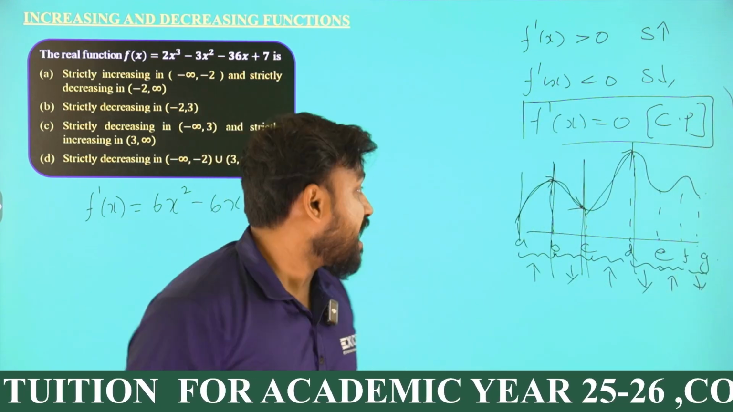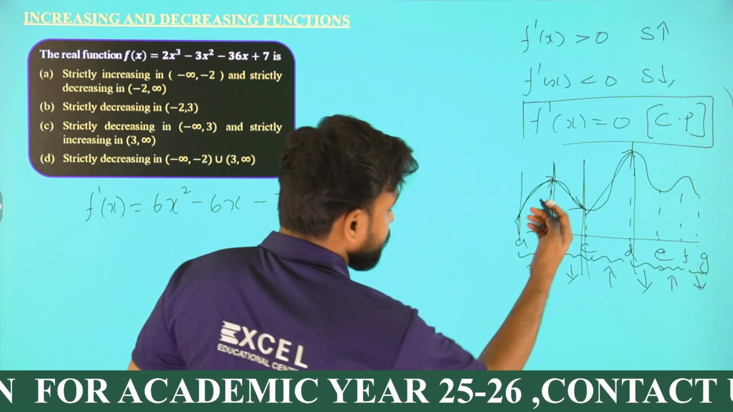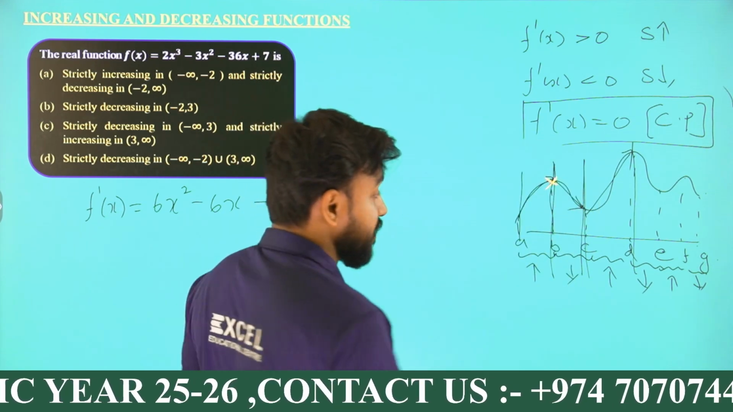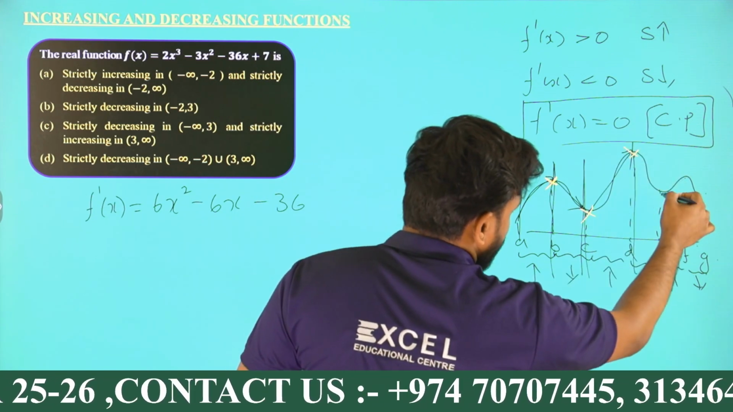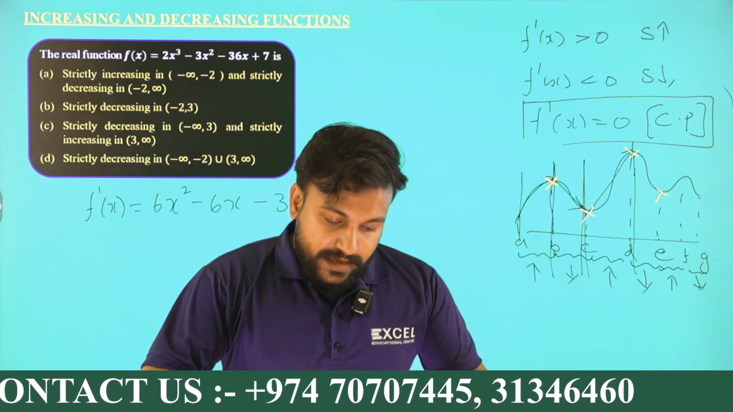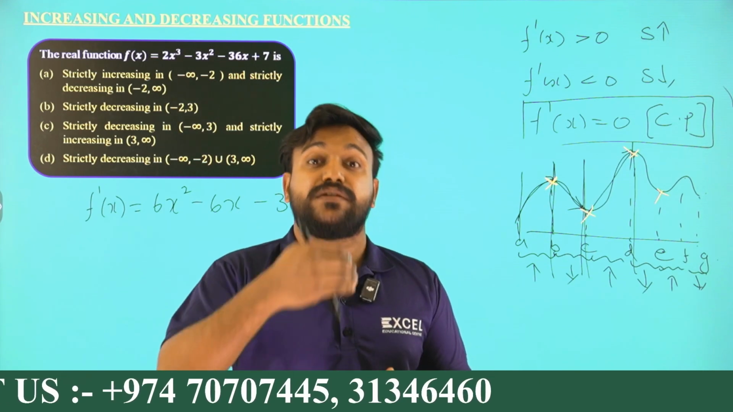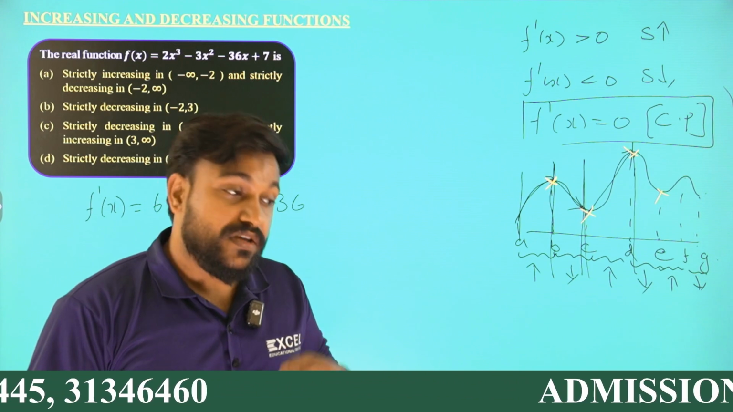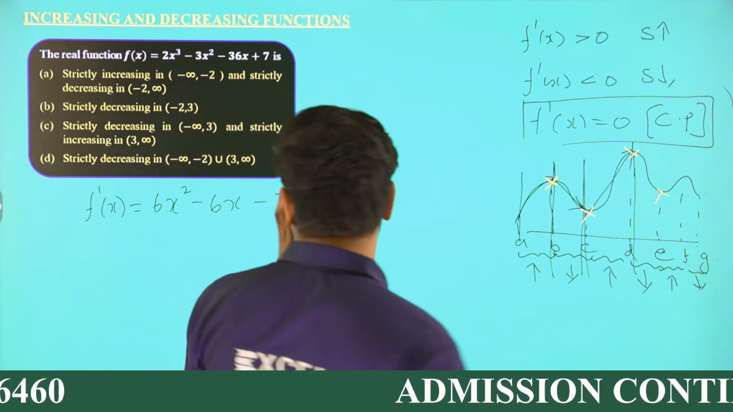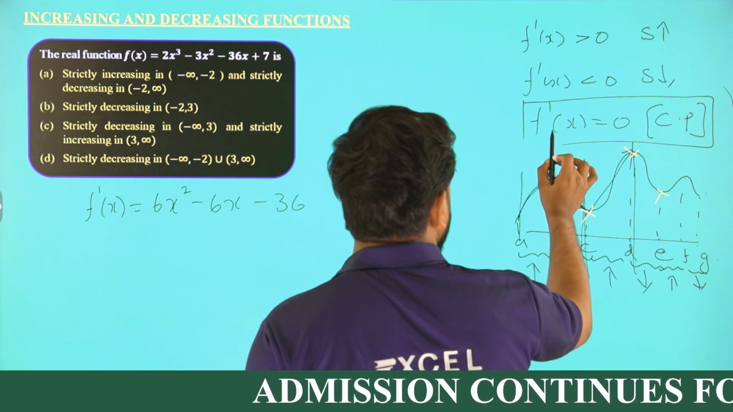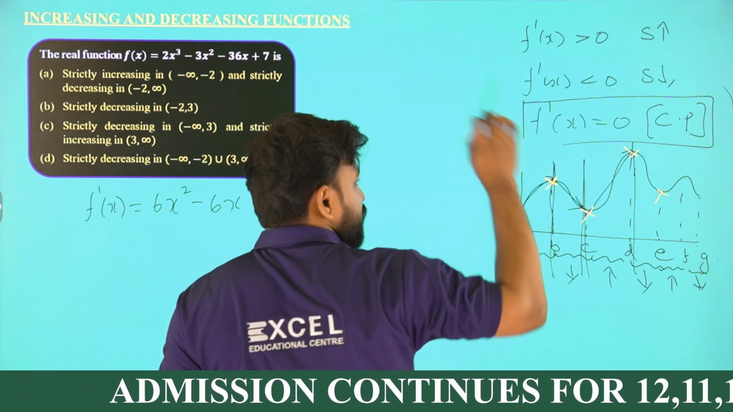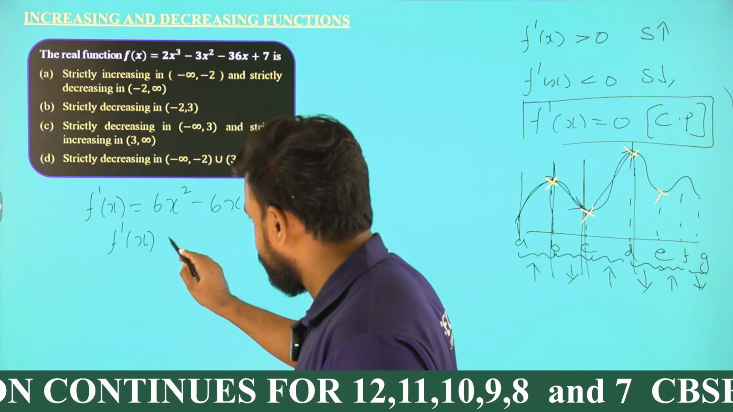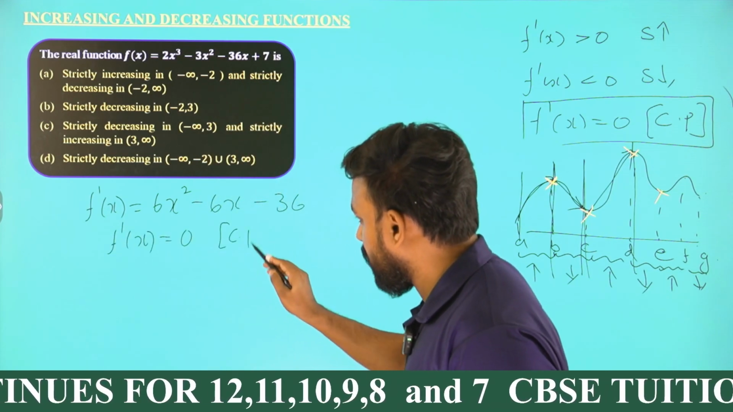Why do we need critical points? At a critical point, you can see here, listen. This is a critical point. Increasing to decreasing, the change is happening at the critical point. Here also, this is a critical point, this is a critical point, this is a critical point. So actually, the changes only happen at critical points. So first we will find the critical points and we will check the left and right of the critical points to check whether the function is increasing or not. So listen very carefully. We need critical points. Where will you get critical points? Where f dash of x is equal to 0.